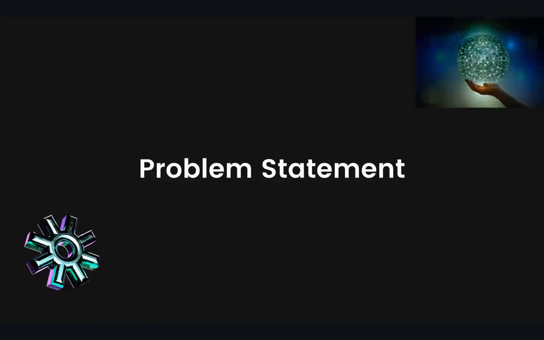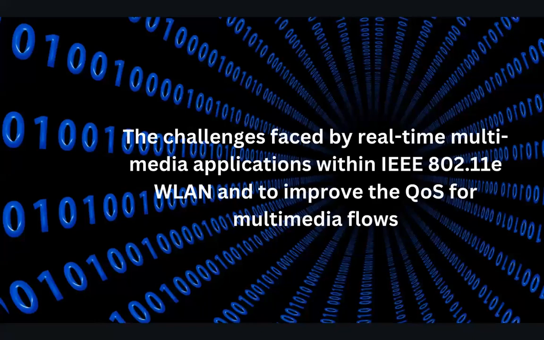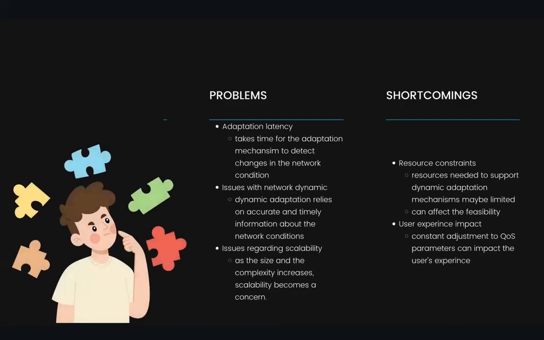So the challenges faced by real-time multimedia applications within IEEE 802.11e WLAN network include issues related to high latency, packet loss, and variation in the network condition that affect the QoS provided to real-time multimedia applications. Some of the problems associated with the solutions are adaptation latency. So the time it takes for adaptation mechanisms to detect changes in network conditions and implement adjustments can introduce latency. This can have a major impact on the user experience while using real-time applications.